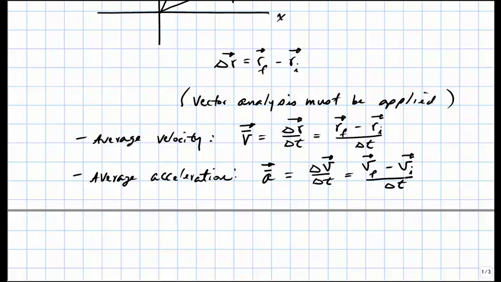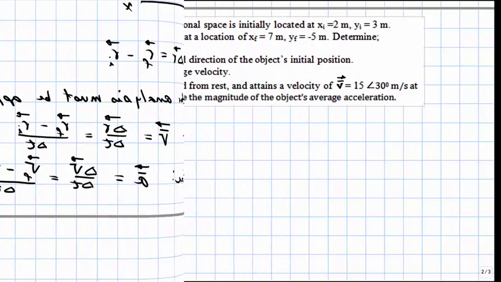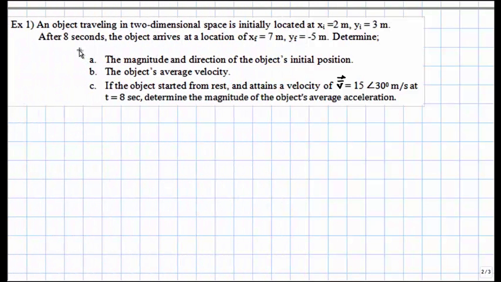We will now introduce an example that demonstrates these principles. In this example, an object traveling in two-dimensional space is initially located at x initial equals 2 meters and y initial equals 3 meters, and this is of course within a Cartesian coordinate system. After 8 seconds, the object arrives at a location of x final equals 7 and y final equals negative 5 meters. We need to determine the magnitude and direction of the object's initial position, the object's average velocity, and finally, if the object started from rest and attains a velocity of 15 meters per second at an angle of 30 degrees at t equals 8 seconds, we need to determine the magnitude of the object's average acceleration.